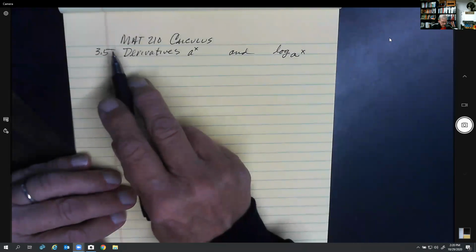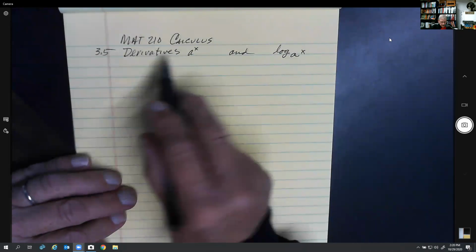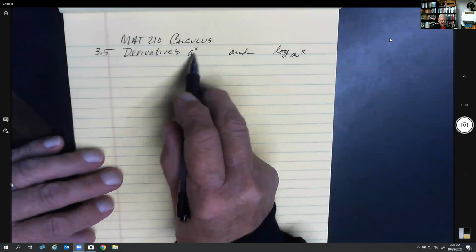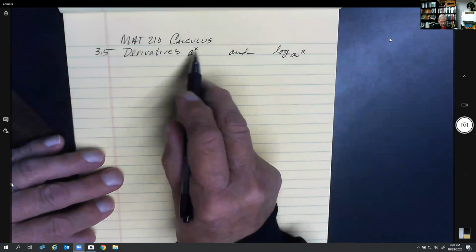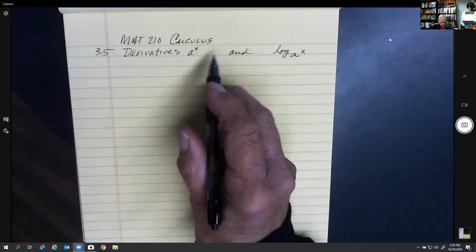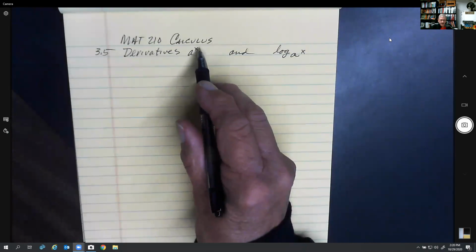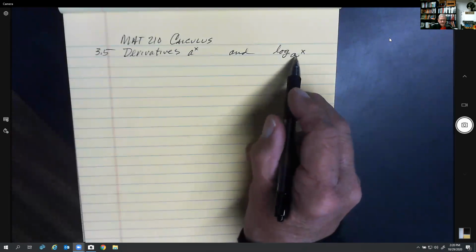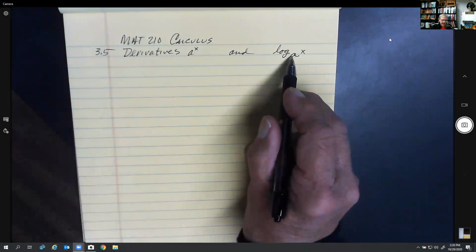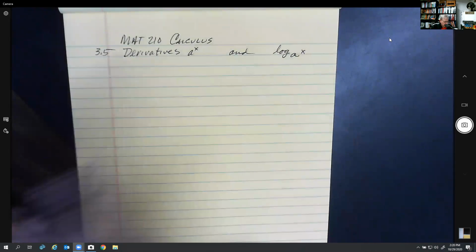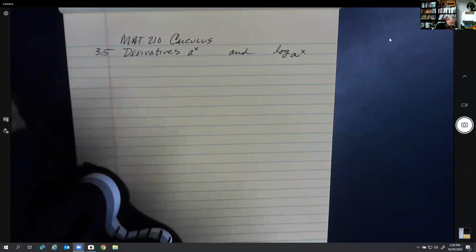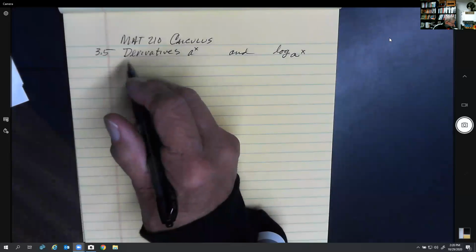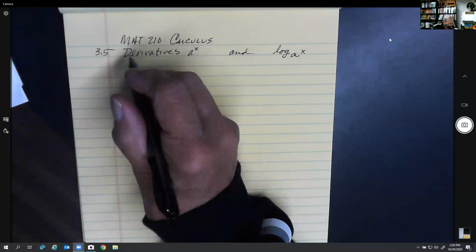In this lesson, we're going to talk about 3.5. These are two derivatives we occasionally use, but not as much. A to the x, where a is some number raised to the power of x. And the other one is log to some base other than, it could be base 10 or base 7 or whatever, of x. So these have two unique derivatives or formulas. So let's look at the first one.